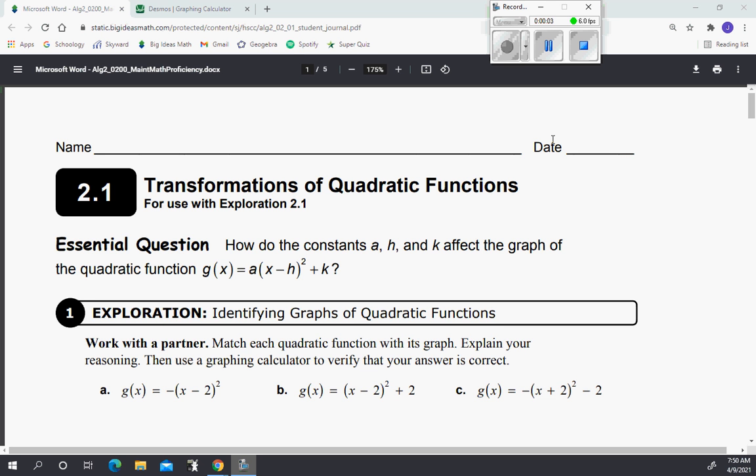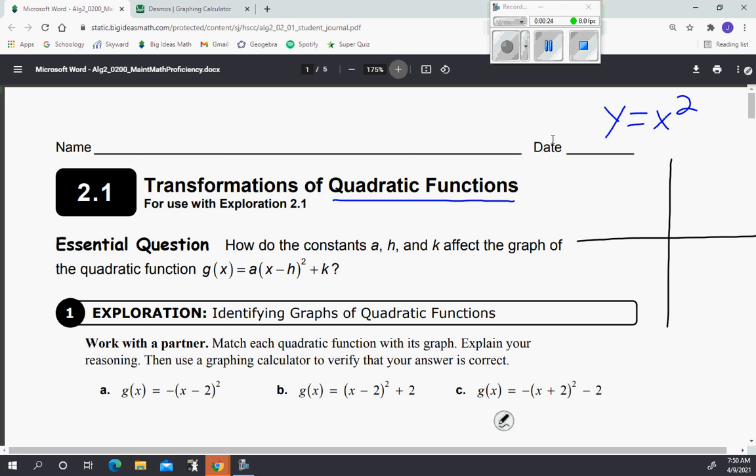Alright, we are starting chapter 2 in this video. Chapter 2 is all about quadratic functions. Okay, a little bit about quadratic functions. It's this right here, y equals x squared. If I were to graph that equation, y equals x squared, it would look something like this.